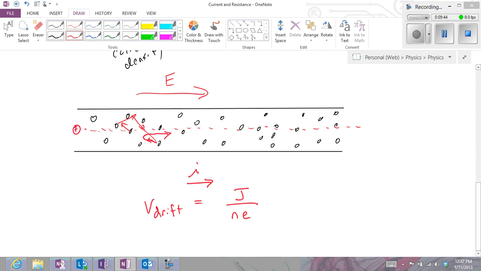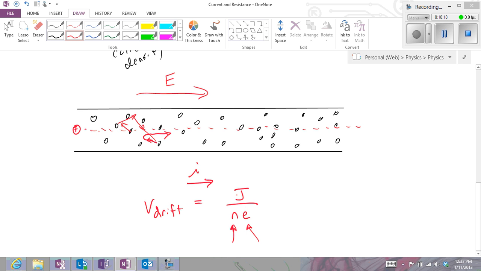Now this n e, n represents the number of charge carriers in a material. So this n would vary depending on what type of material is carrying the current. So it would be different for copper than for other conductors. And then e is the charge on the charge carrier that's doing the carrying. So here, if we were doing positive charge carriers, then e would be a positive number, and e would be negative in the case of negative charge carriers doing the moving.